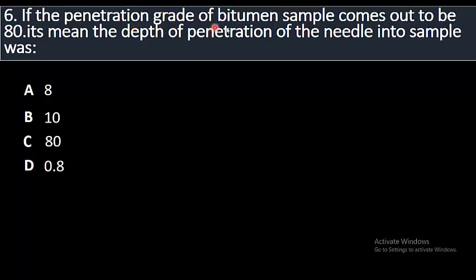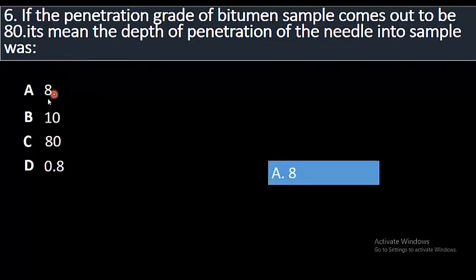If the penetration grade of a bitumen sample comes out to be 80, it means the depth of penetration of the needle into the sample was option A 8, option B 10, option C 80, option D 0.8. The right answer is 8. It is the multiple of 10. As you can see, if the penetration grade of a bitumen sample comes out to be 80, it means the depth of penetration was 8 millimeters.